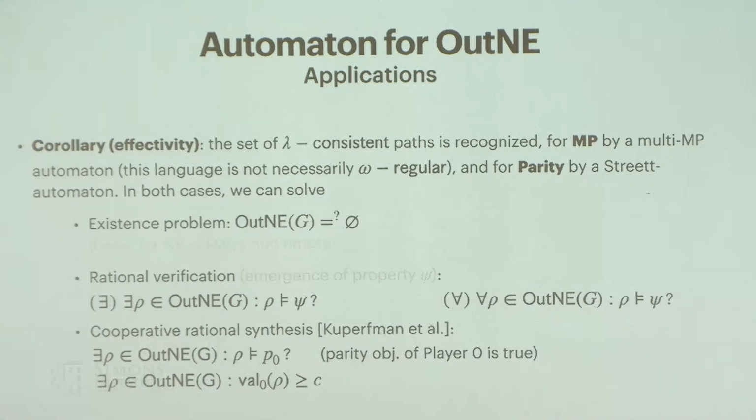Okay. So if you take a parity condition for each of the players, what you get at the end with this labeling function is a conjunction of parity objectives, if you like. So it's a Streett automaton. Okay, and so you have a Streett automaton that characterizes all the outcomes that are supported by a Nash equilibrium.